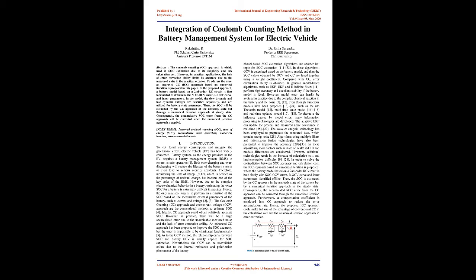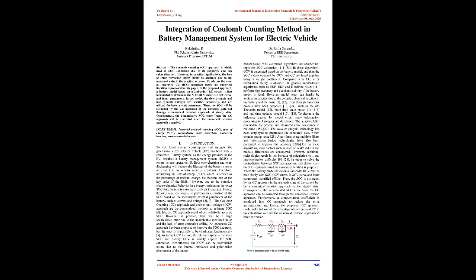However, in practical applications, the lack of error correction ability limits its accuracy due to the measured noise in the practical occasion. To address the issue, an improved CC (ICC) approach based on numerical iteration is proposed in this paper. In the proposed approach, a battery model based on a second-order RC circuit is first formulated to determine the SOC-OCV curve, R-OCV curve, and inner parameters.